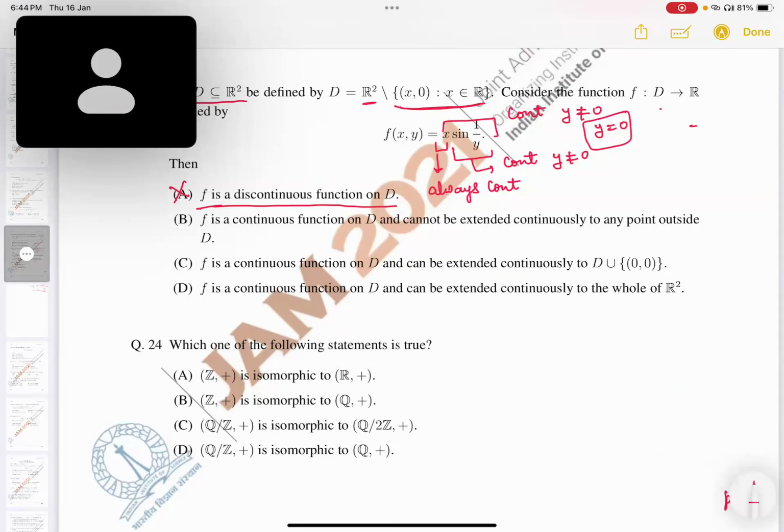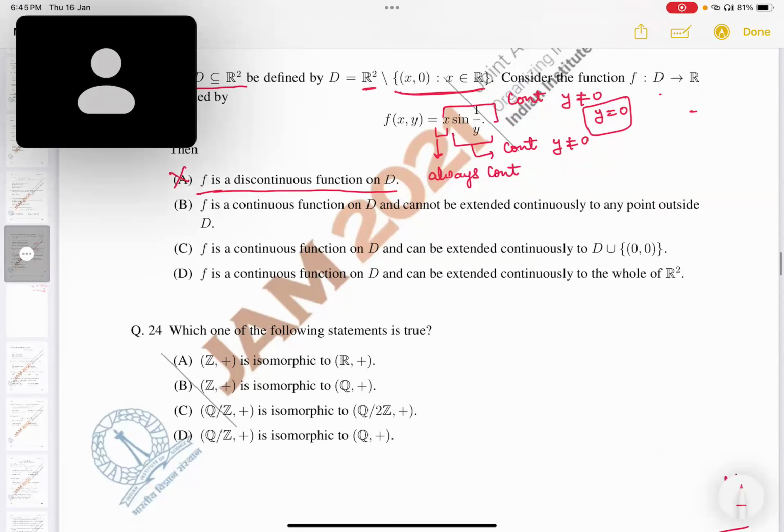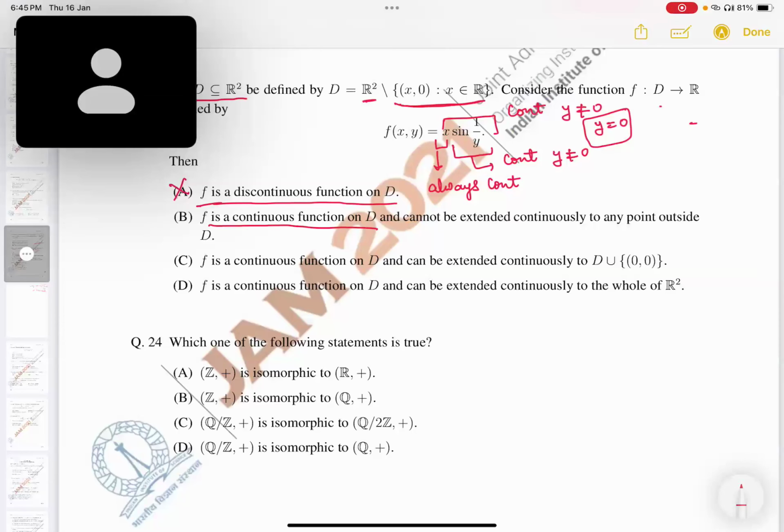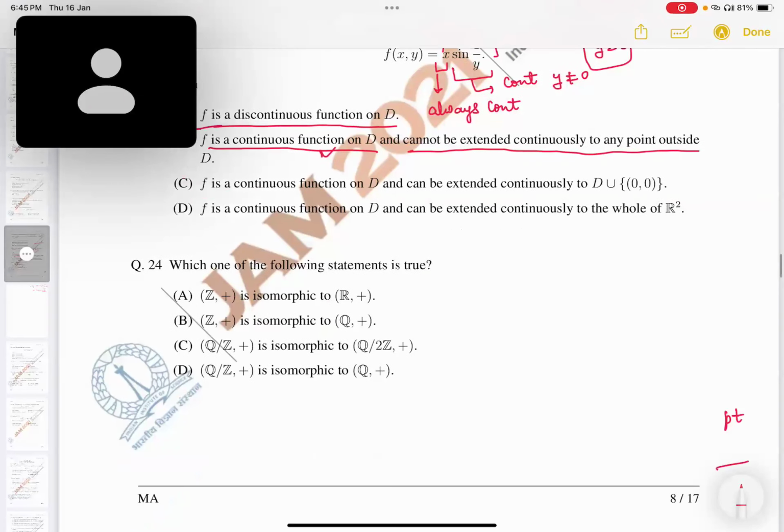So the second option is saying f is continuous function on D. That is true. This part is true, right? And it is also saying that this function cannot be extended continuously to any point outside the domain D. So you first calculate the limit of this function as (x, y) tends to (0, 0).